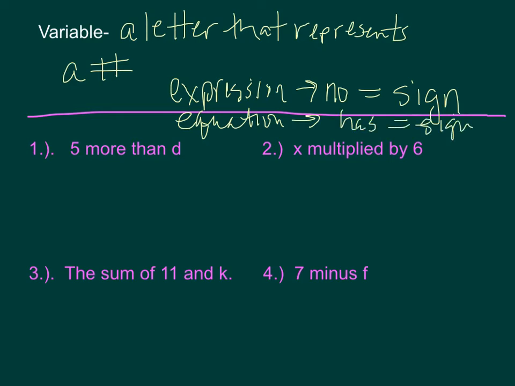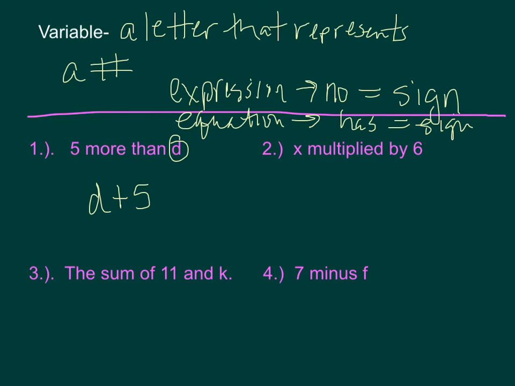Alright, so first one, 5 more than D. So D is our variable. Okay, so I'm going to go ahead and write D down. Now 5 more than D. If I want 5 more than D, I'm going to add 5 to D. Okay, so we have D plus 5. So if I want to write this word phrase as an algebraic expression, it'd be D plus 5.